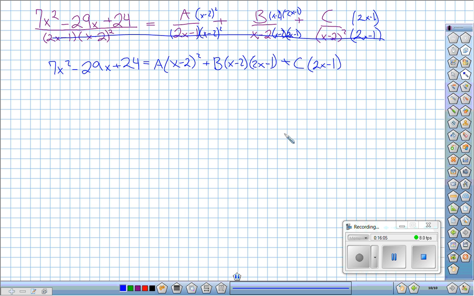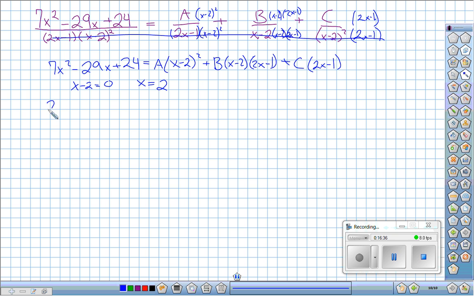And then what we're going to do is pick x's that make one of the factors equal to 0. So when is that going to happen? We can do the x minus 2's first or the 2x minus 1's first. It's not going to matter. I like the whole numbers first, so I'll do x minus 2 equal to 0, which should mean x has to equal positive 2. So I'm going to plug in positive 2 for everything.